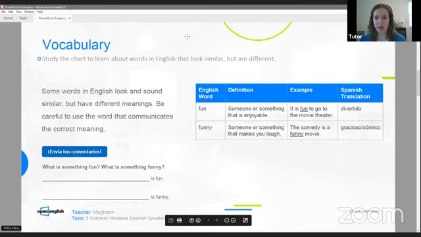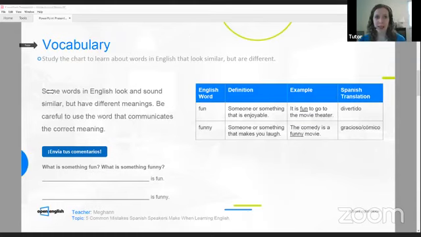So welcome to everyone. First, today we can talk about vocabulary. Vocabulary, study the chart to learn about words in English that look similar but are different. Some words in English look and sound similar, but have different meanings. Be careful to use the word that communicates the correct meaning.